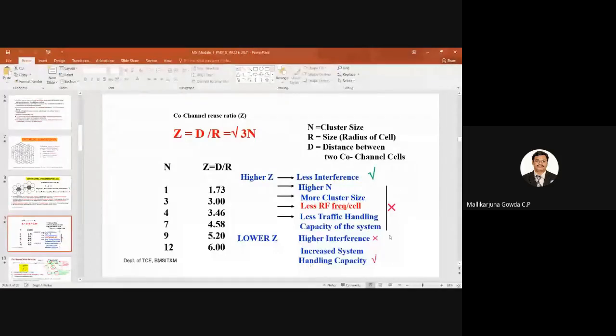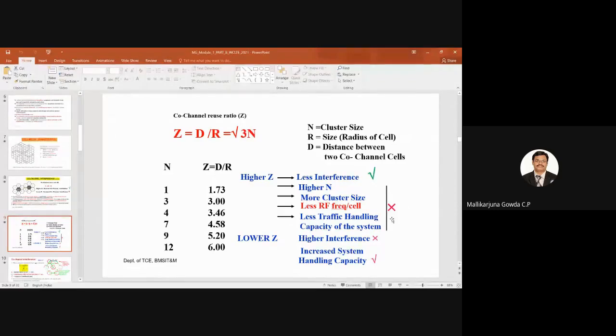That is why I marked it here. The thing is, the higher the value of N, yes, the value of Z also increases, and that leads to reduction in the co-channel interference. But what is the difficulty? As the value of N increases, the cluster size increases. As the cluster size increases, the number of RF frequencies available per cell reduces. So as the number of RF frequencies per cell reduces, the traffic handling capacity of the system also reduces.